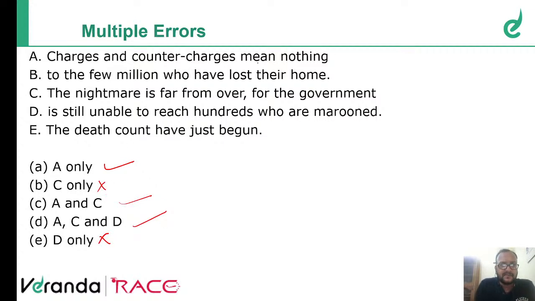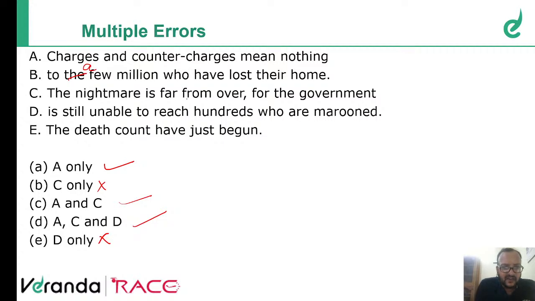Charges and counter charges mean nothing to the few million who have lost their home. To the few million, okay, all the people who have lost their home. So it can be correct as well. But we see to a few million would be the correct answer. So B is incorrect. Anyhow, B is not in the option itself.